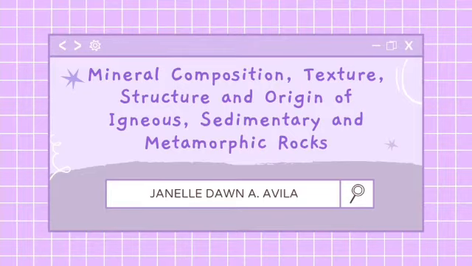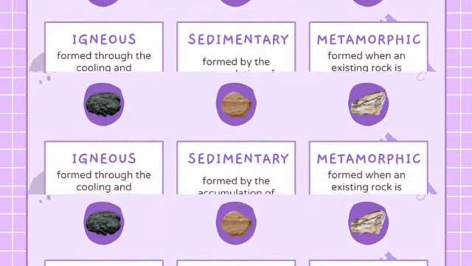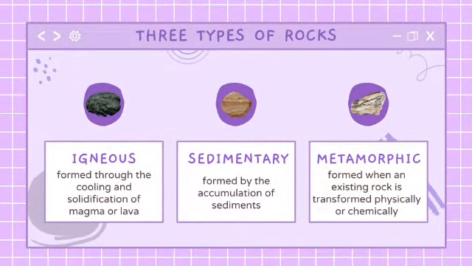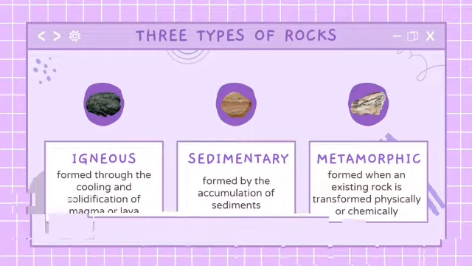Avila and my topic for tonight would be mineral composition, texture, structure, and origin of igneous, sedimentary, and metamorphic rocks. As discussed by the previous reporters, my classmates, we have three types of rocks, which are igneous, formed through the cooling and solidification of magma or lava, sedimentary rocks, formed by the accumulation of sediments, and metamorphic rocks, formed when an existing rock is transformed physically or chemically.